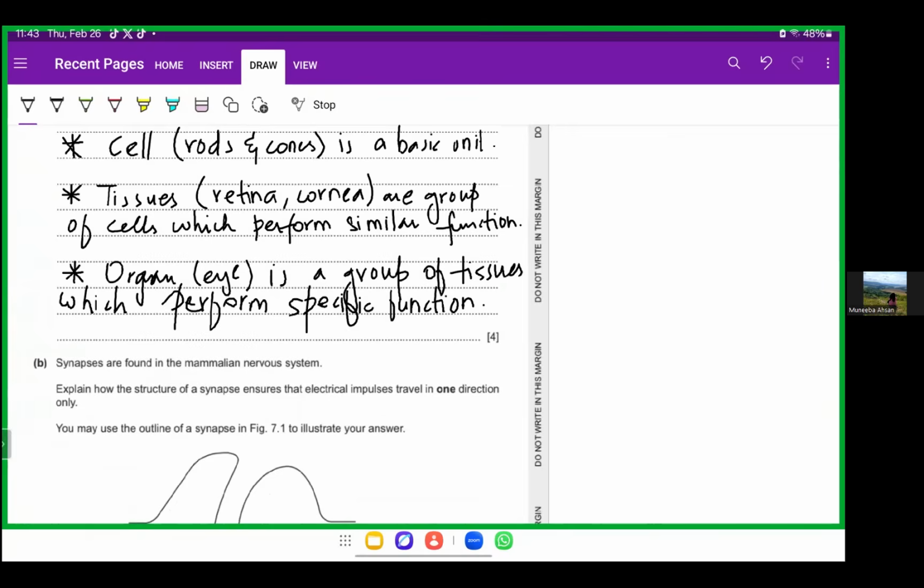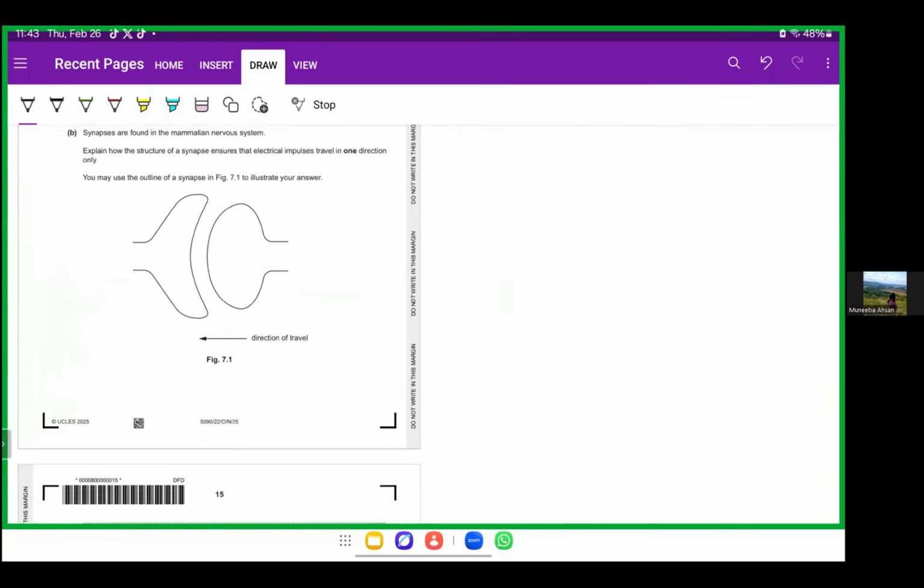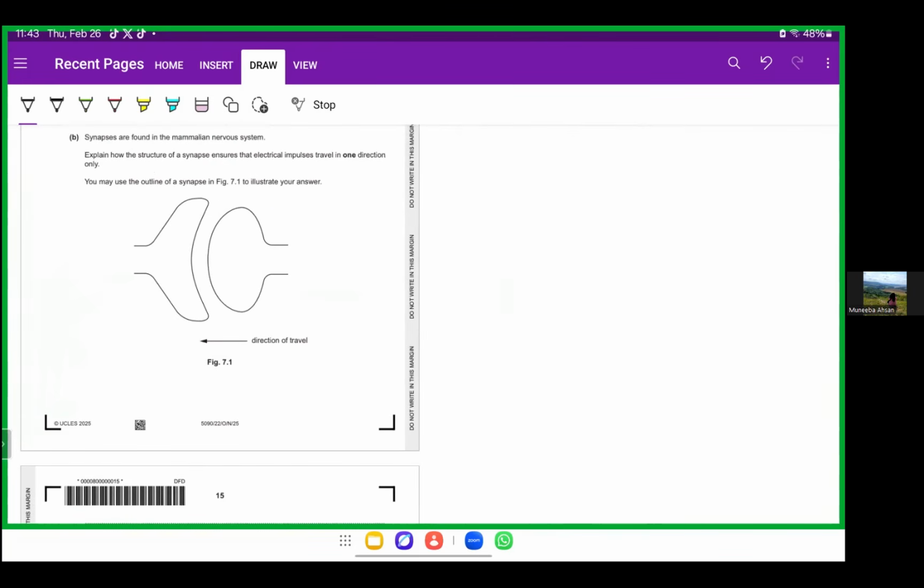Okay, now the last part of the last question. Synapses are found in the mammalian nervous system. Explain how the structure of the synapse ensures that the electrical impulse travels in one direction, right? So if this is the direction of travel, it means this is a presynaptic neuron and this is a postsynaptic neuron. Okay, this one is the pre and this one is the postsynaptic neuron.